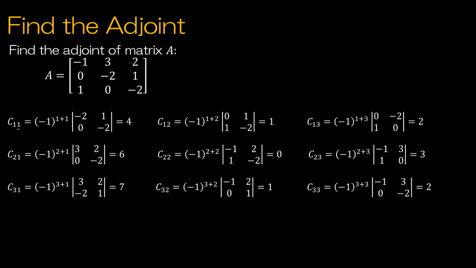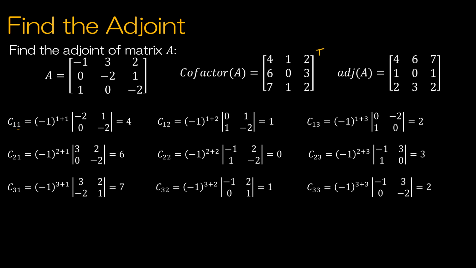Now, if I wanted to put them all together, I could then make my cofactor matrix, which would be 4, 1, 2, 6, 0, 3, 7, 1, 2 in the same order in which I found them. But we're trying to find the adjoint, and so remember, to do that, I'm going to take the transpose of this matrix, and that's going to make rows columns and columns rows. So 4, 6, 7, 1, 0, 1, 2, 3, 2.